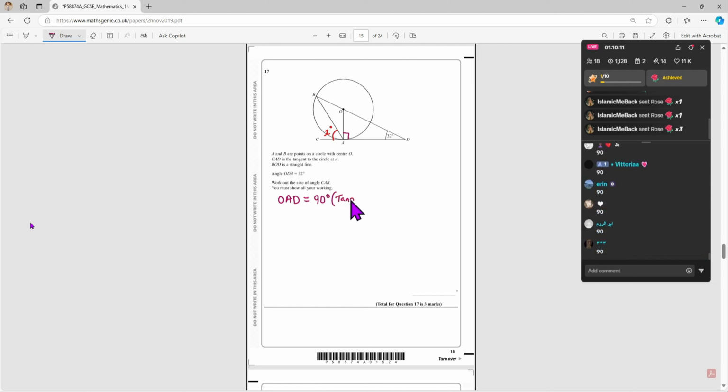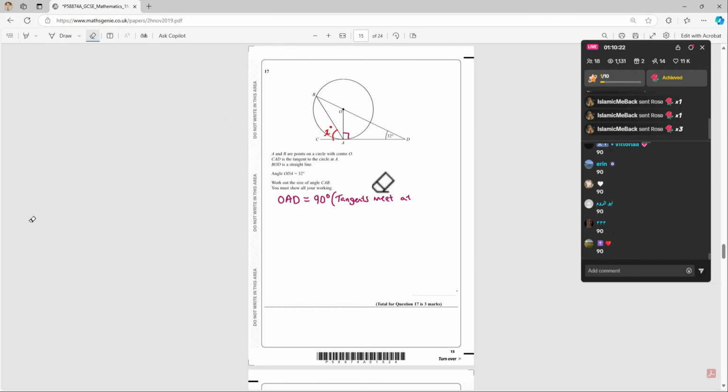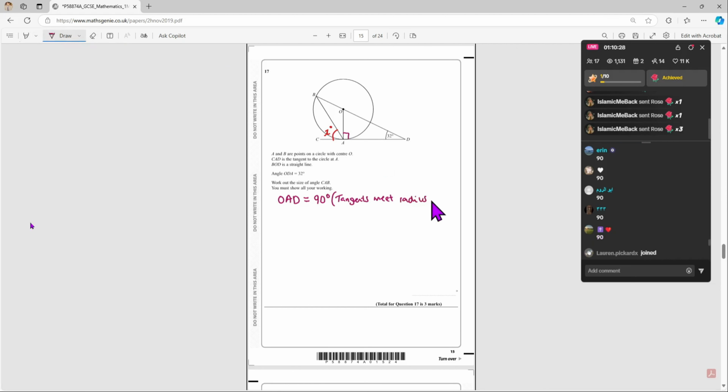So tangents meet radius at 90 degrees. Okay? It says you have to show all your working, so you have to write down the circle theorems. To get your full marks, you have to write down your circle theorems as well. So that's why I'm doing it, to be the role model. So then, once you've gotten that, you know that it's 90 degrees.